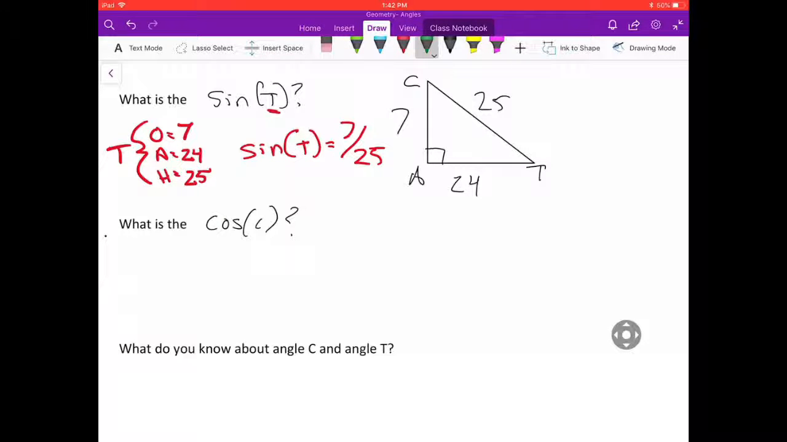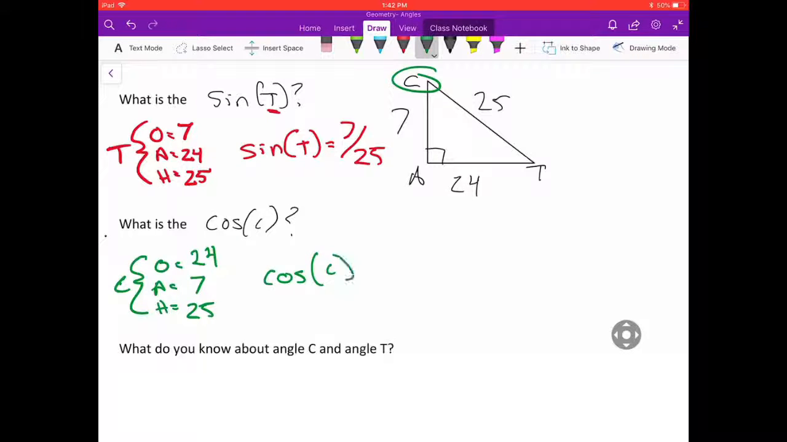All right. The second one's going to ask what's the cosine of c. So talk about cosine of c. We still have an O, an A, and an H, but our point of view here is going to change to c. So our opposite is 24, our adjacent is 7, and our hypotenuse is 25. So the cosine of angle c is going to be 7 over 25.